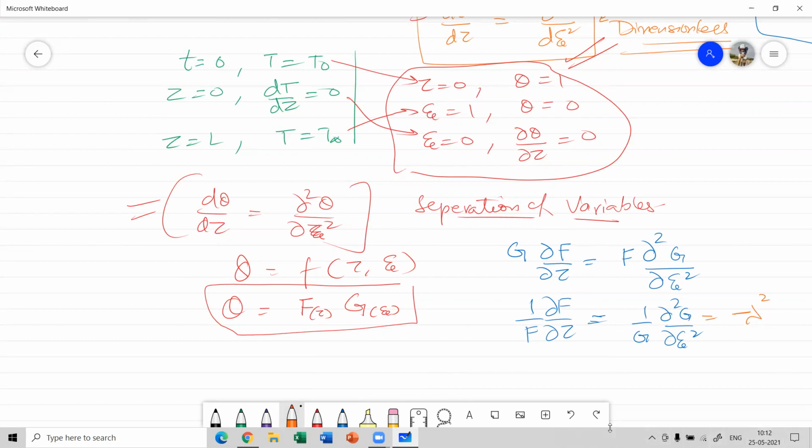I'm taking a constant term as minus lambda square. That's a constant, so it can be separately solved. One term can be 1 by f del f by del tau equal to this constant. The other term, the g term, equal to this constant. Now, why we are taking the negative sign, I'll explain later, because a negative constant means that it will decay as t approaches infinity. So that's why I put a negative sign over here.